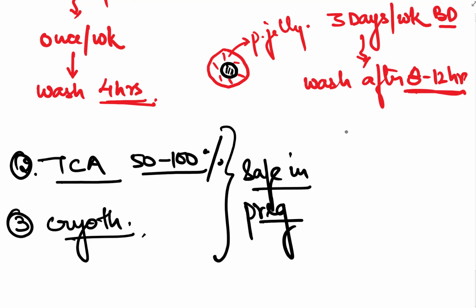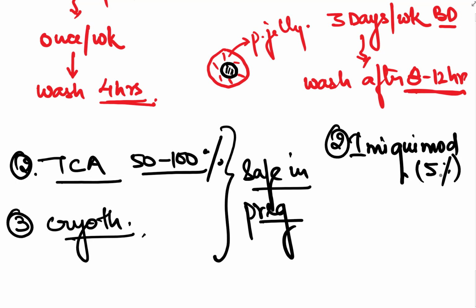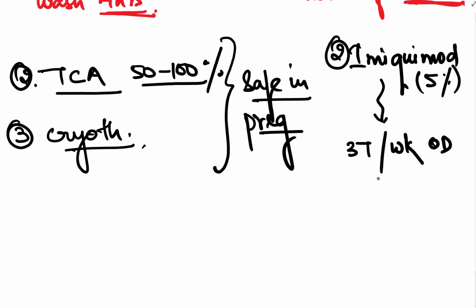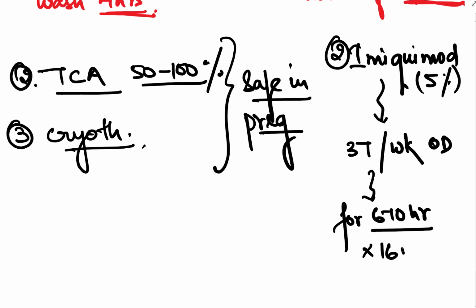Now for patient administered, second thing is imiquimod. So you can ask the patient to apply imiquimod, which is available in 5% cream. It is generally applied 3 times per week, and this has to be continued for 6 to 10 hours. So you need to leave it for 6 to 10 hours at bedtime, and you need to continue for at least 16 weeks. So for 16 weeks, 3 times a week, you need to apply this.